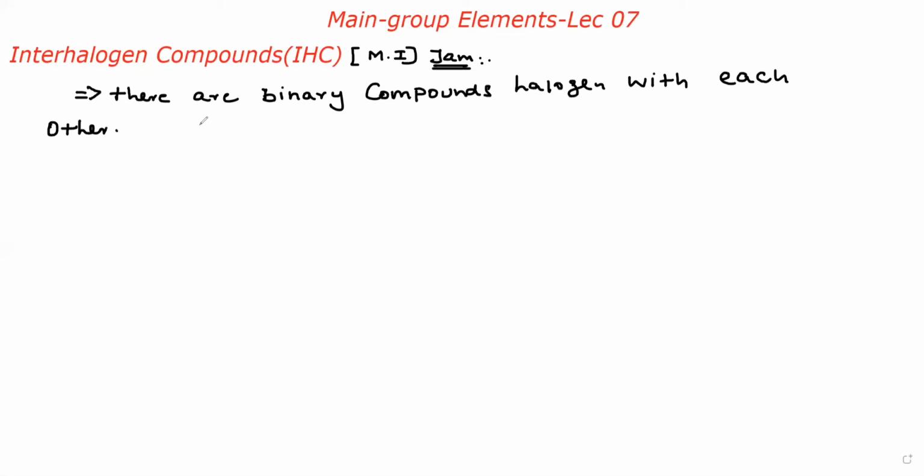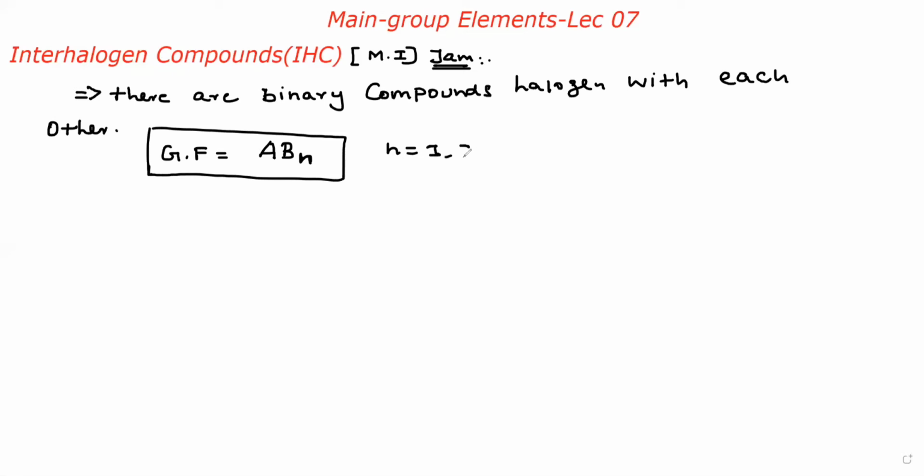For example, what is the general formula for interhalogen? Please note. The general formula is ABn. What is n here? n equal to 1, 3, 5, 7. It should be an odd number. A small trick. It should be an odd number. Okay. Now, what is A? What is B?